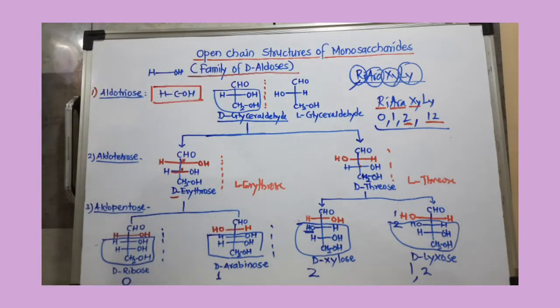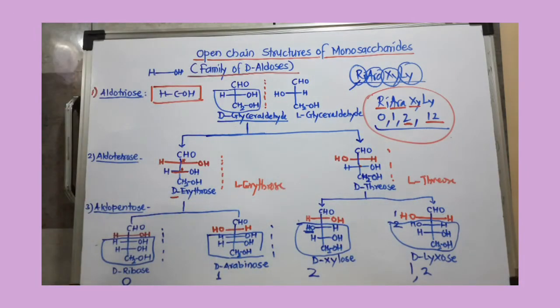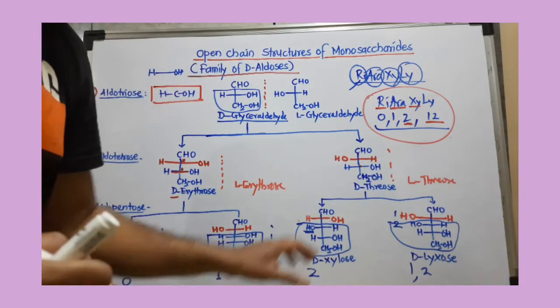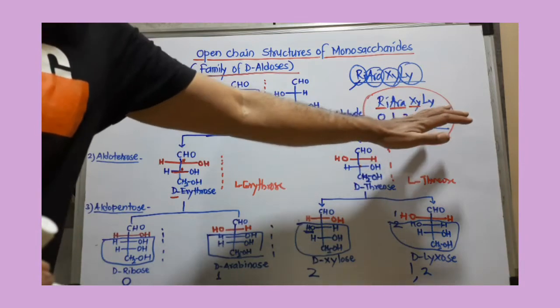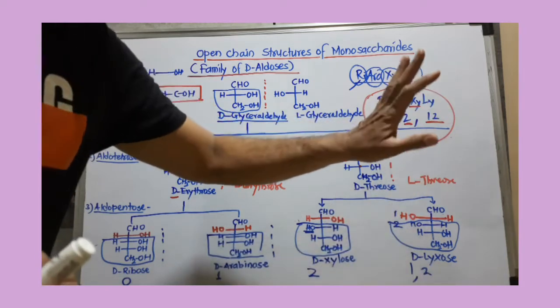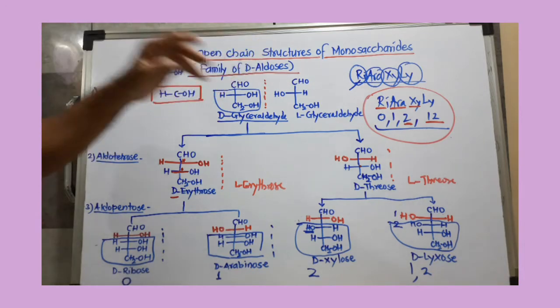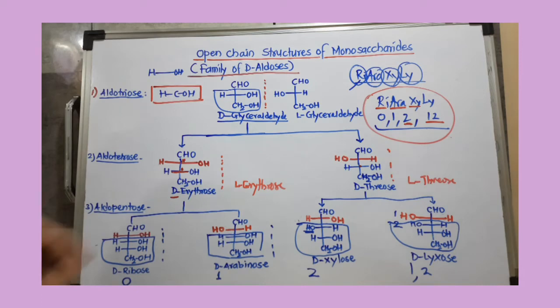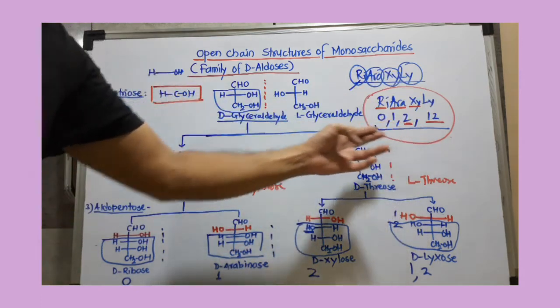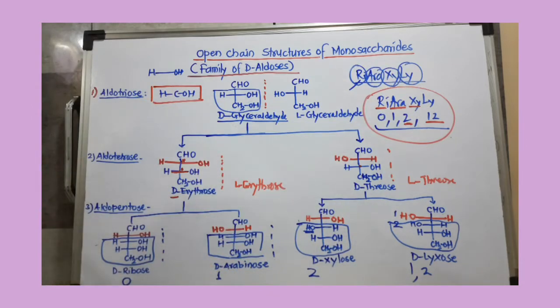So in this way you can remember all the names, or if the structure is given, you can easily provide names to that structure by knowing this Re-ara-xyli and 0, 1, 2 and 1 2. From these numbers you will come to know whether the hydroxyl group is toward the right hand side or left hand side. That is the trick. But as I mentioned earlier, this trick may not be suitable for everyone, so you can prepare your own trick to remember their names and their structures.